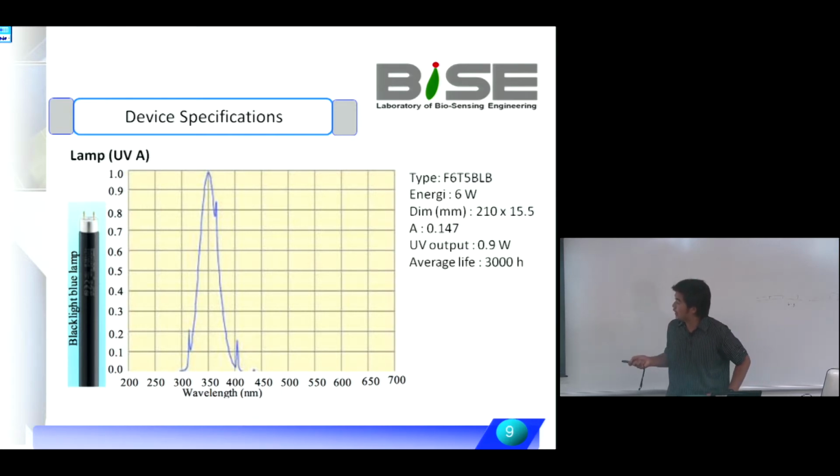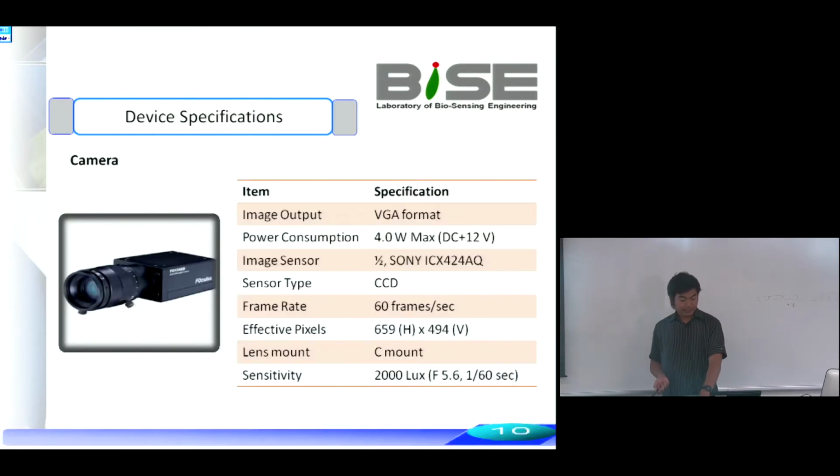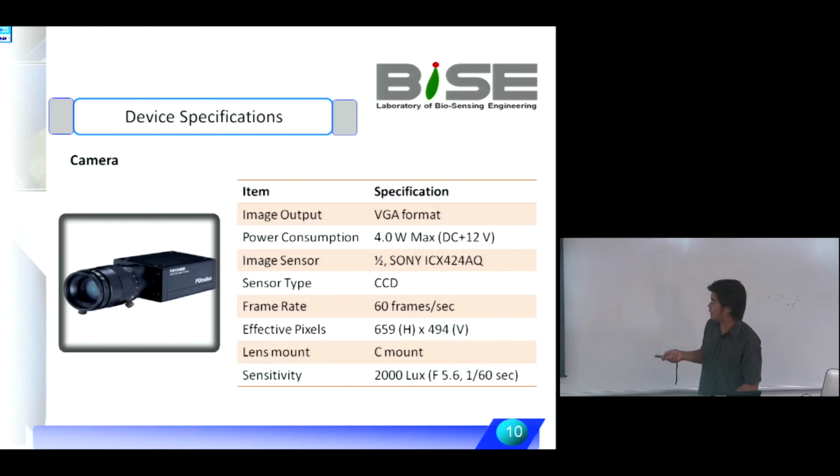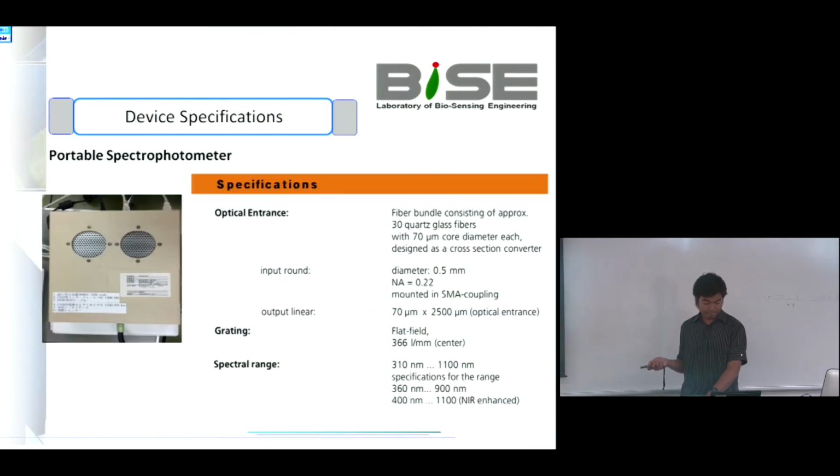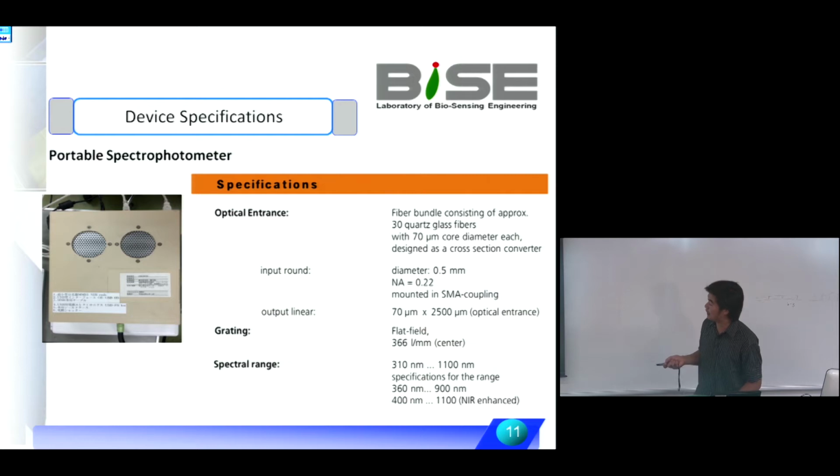This is the UVA lamp I used. It is a black light blue lamp. It has peaks in 2 wavelengths, 352 and around 360 nanometers. And this is the camera I used, a CCD color camera. And this is the portable spectrophotometer I used. Its spec is that it can catch a spectral range from 310 to 1100 nanometers.